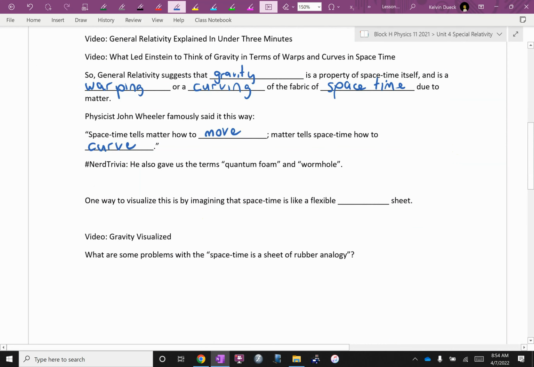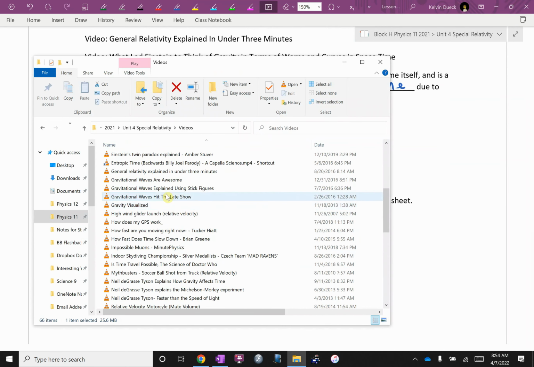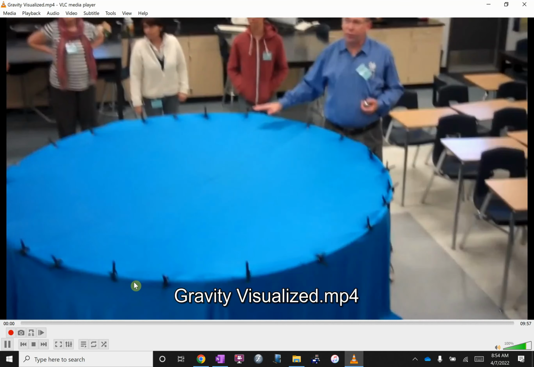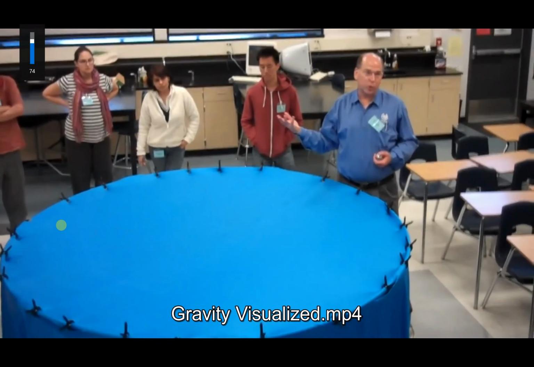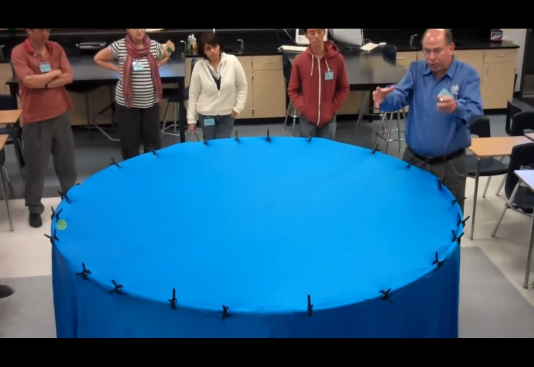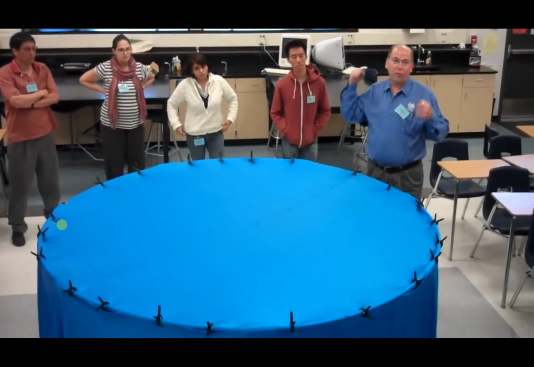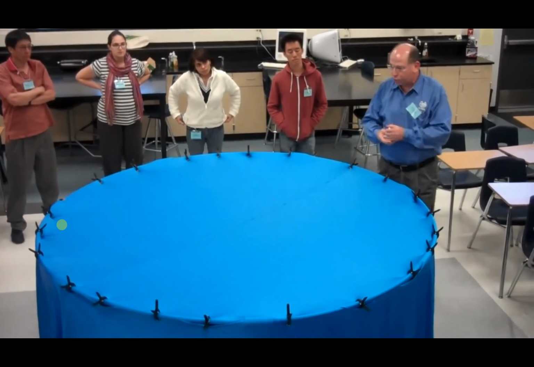So one way to visualize this is to imagine that space-time is like a flexible rubber sheet or a trampoline. So imagine a massive, stretchy sheet like this. Relativity, the explanation for gravity, is that matter bends space. So you put mass in a place in space, it warps space-time, and objects are not feeling the force of gravity, they're just following the natural curvature.